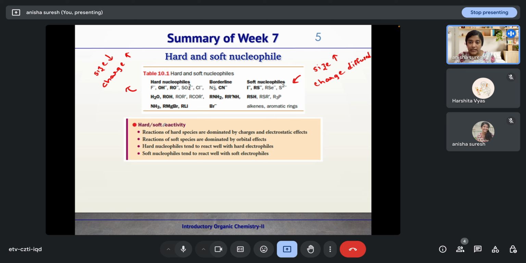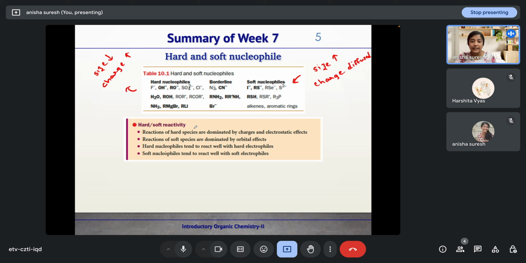So, for reactivity of hard and soft nucleophiles, the reactions of hard species are dominated by charges and electrostatic effects, and the reactions of soft species are dominated by orbital effects. Then hard nucleophiles tend to react well with hard electrophiles, and soft nucleophiles tend to react with soft electrophiles. So hard nucleophiles will react at hard centers and soft nucleophiles will react at soft centers.